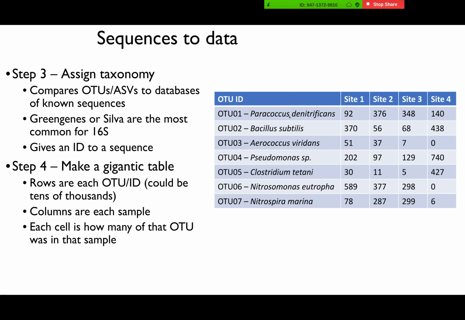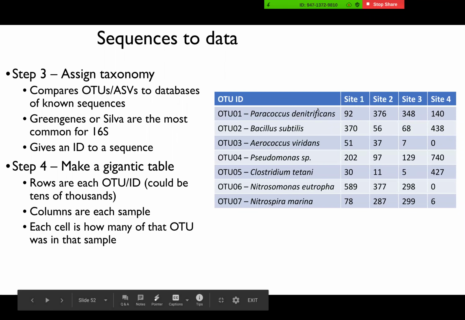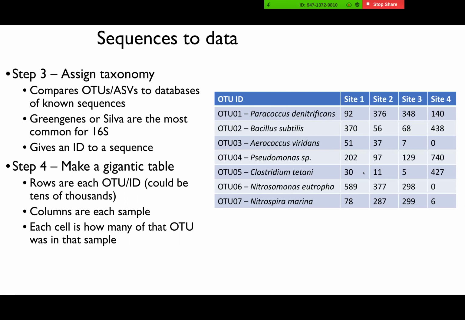And then finally, we make a gigantic OTU table, where we have OTUs. So you have OTU 1, 2, 3, 4, 5, 6, 7, and their taxonomic identification here. Those are our rows. And then the columns are different sites. So site 1 could be my armpit, site 2 could be my elbow, site 3 could be the bottom of my foot. That's what we mean by site. And the numbers are the abundance of the microbes found in that sample. So for instance, for site 1, I have 92 of OTU1, 370 of OTU2, 51 of OTU3, and so on and so forth. So we get this big matrix: how many times was each OTU, and we know its taxonomic identification, found in each one of these sites. So it's a really handy sort of table to use.